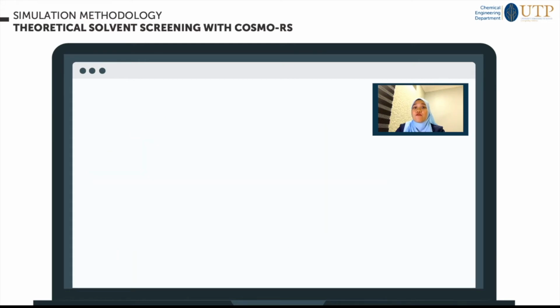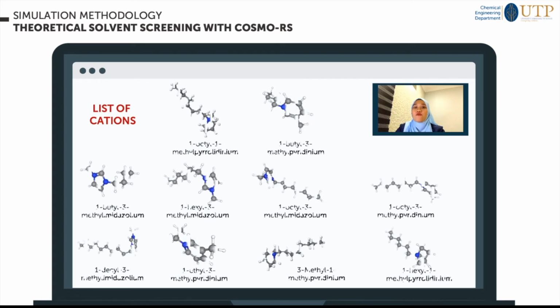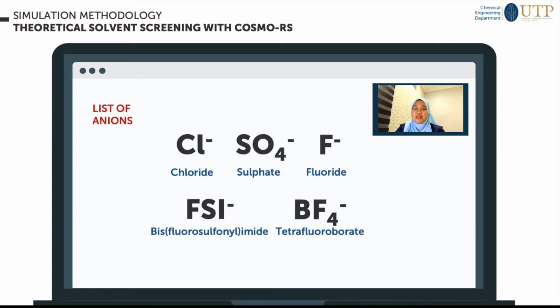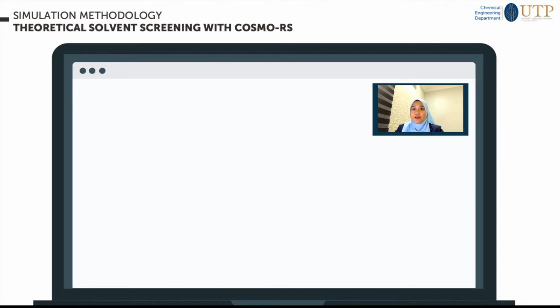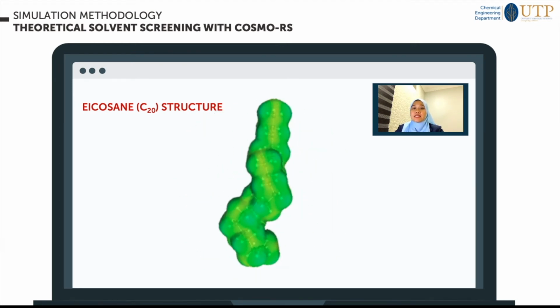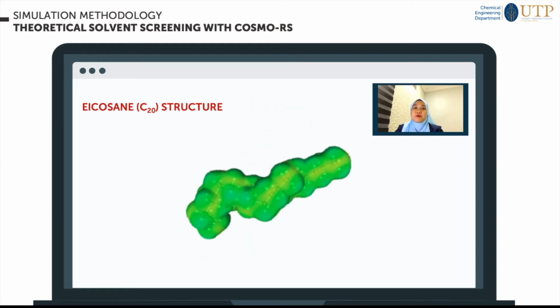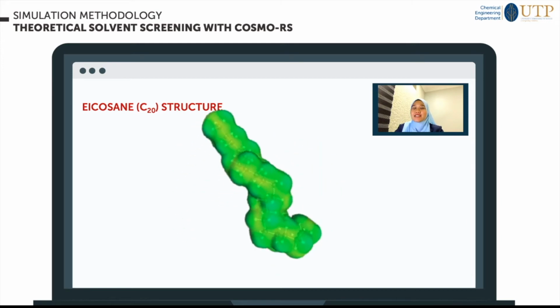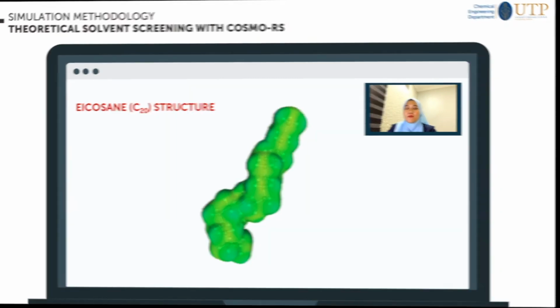10 cations and 5 anions are used for screening purposes. The cations include various head family types as well as various cation alkyl chains, and this is the list of anions involved. The anions and cations are screened against the aqueous structure or C20 structure to study the dissolution of crude oil wax. C20 is used because the crude oil wax sample for the experimental part includes C1 to C20 molecules. Hence, C20 is selected to be modeled.